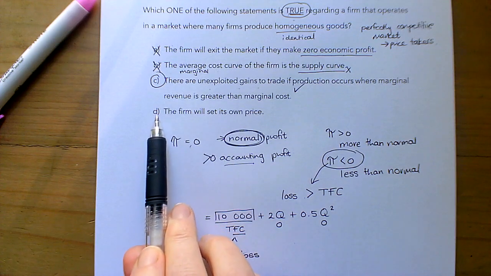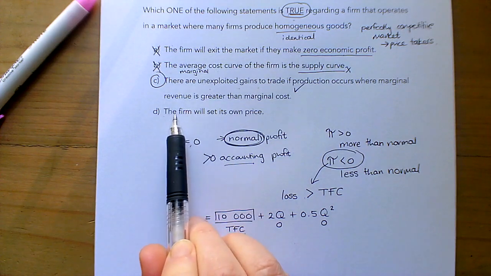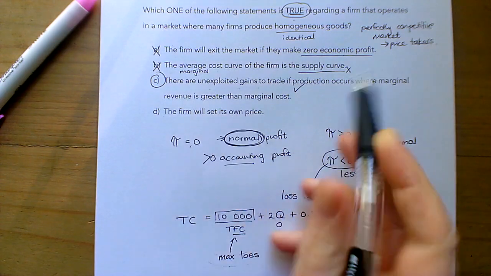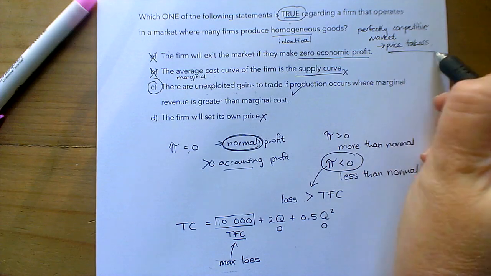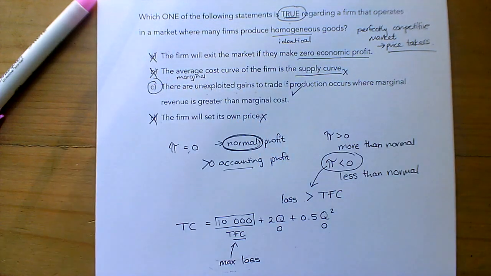But then just to confirm that D is in fact incorrect, the firm will set its own price. That is false. It is a price taker. So the answer to question 12 is C.